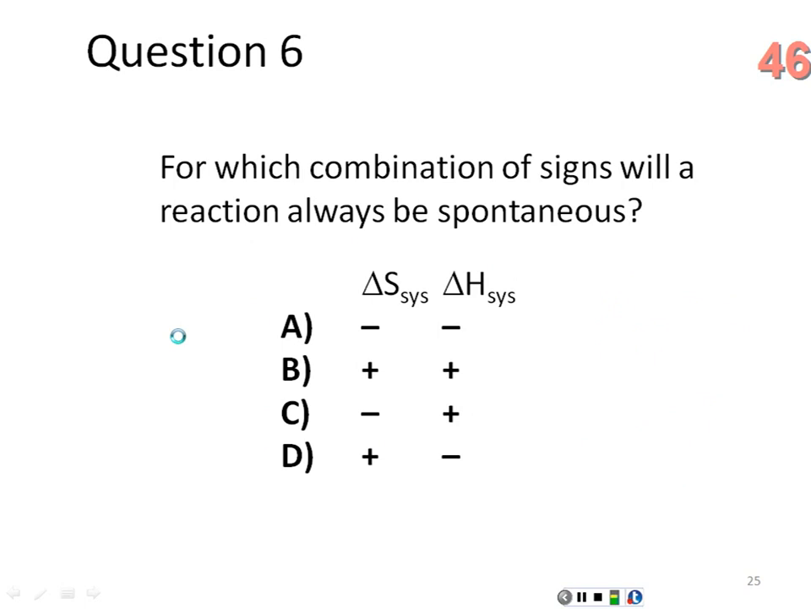And final question: for which combination of signs will a reaction always be spontaneous? And this should be easy. Remember, delta G equals delta H minus T delta S. So if delta G is going to be negative for a spontaneous process, delta H has to be negative and delta S has to be positive. That combination would be choice D.